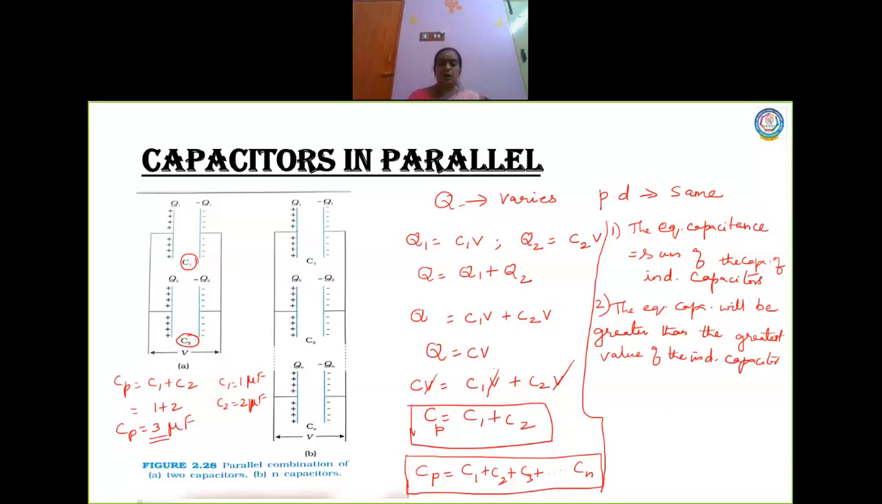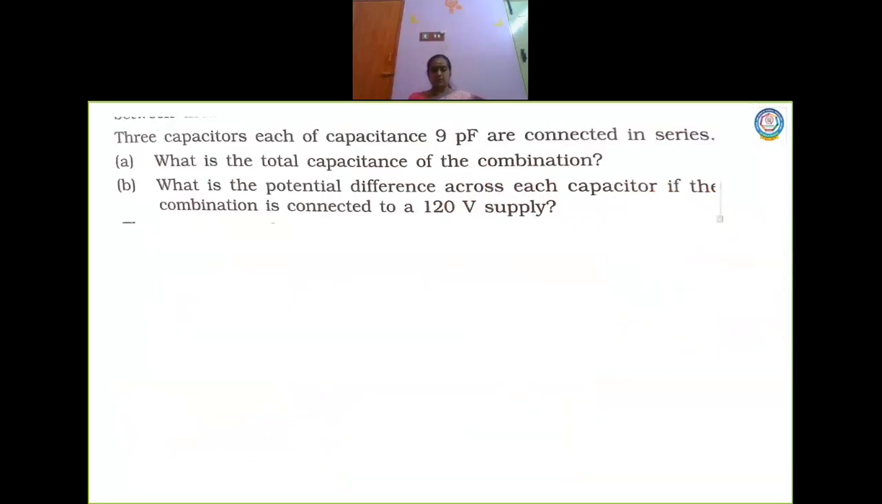Now let us solve some sums. I'm going to solve 3 problems. I'll just tell you the formulas. It's very simple, a direct substitution of the formula. To start with the first sum: 3 capacitors, each of capacitance 9 picofarad, are connected in series. What is the total capacitance of the combination?